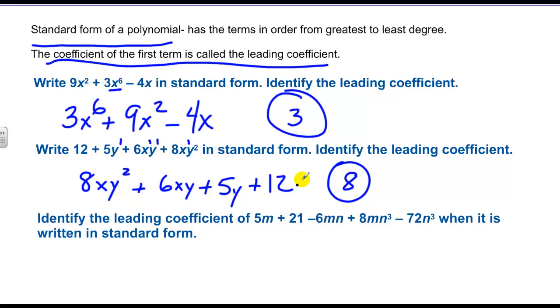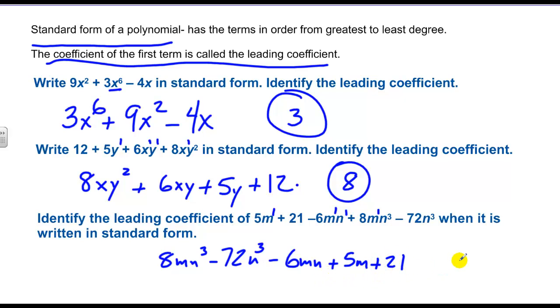And then, once again, let's take a look at all the powers. You notice that 1 and 3 make 4, so 8mn cubed is our leading term. 3 is our next highest degree, followed by 2, and 1, and 0. Leading coefficient, once again, 8.